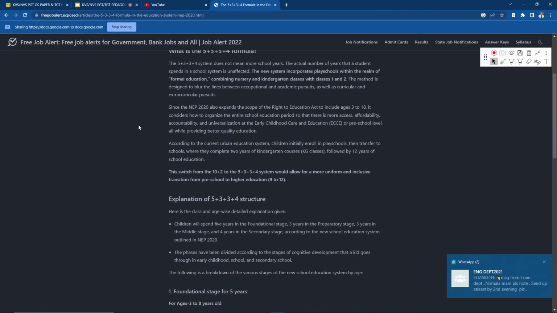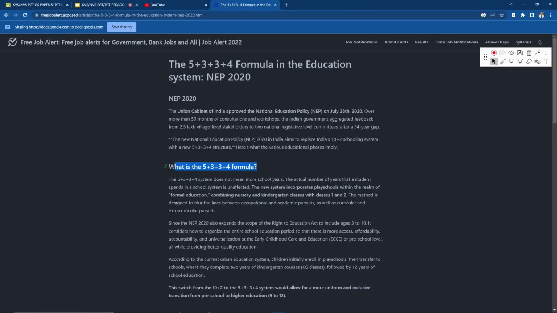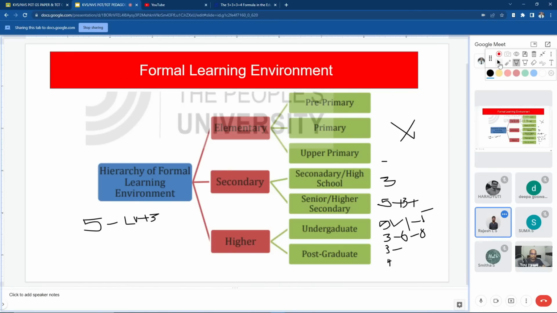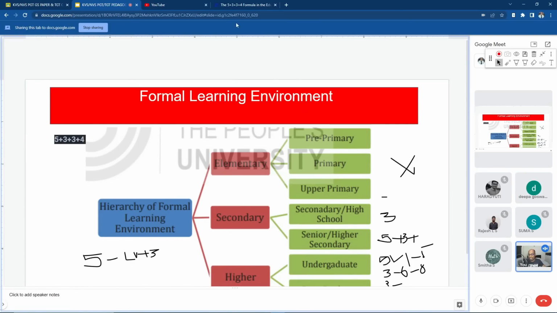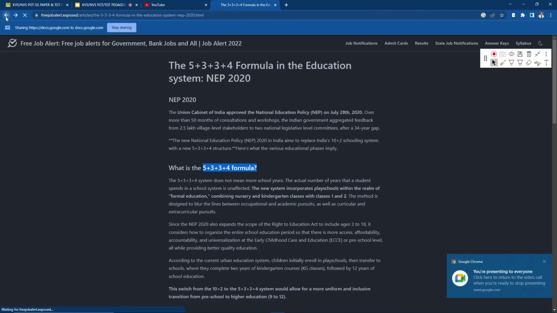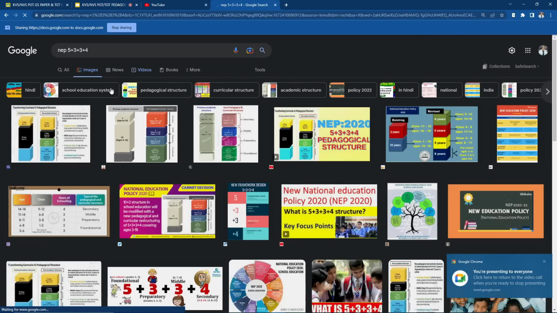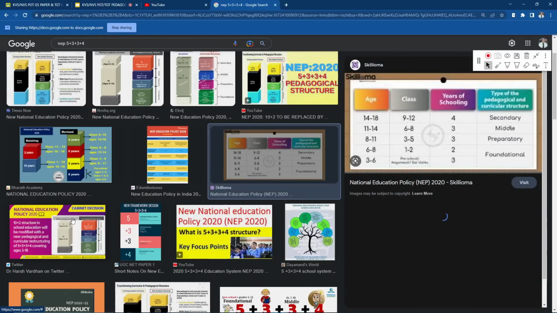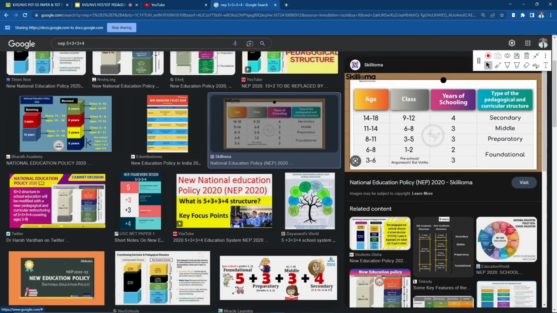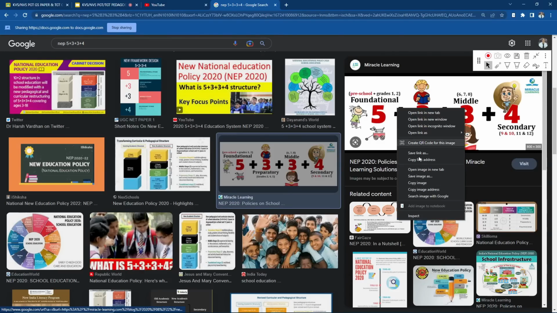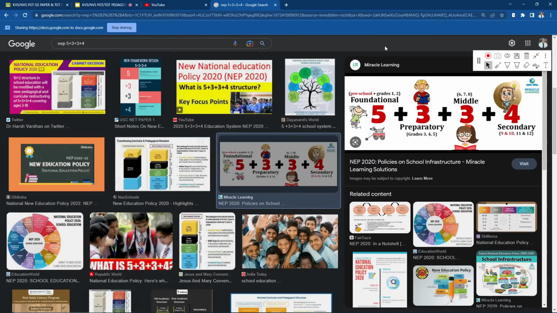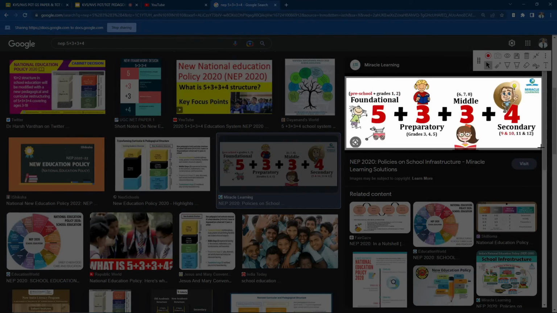So what is this 5 plus 3 plus 3 plus 4 formula? The first 5 is 3 to 5 years. This is the formula, correct? Yes, sir. Now come back. Let me take the image here. The first 5 years is preschool plus grade 1 and grade 2. Let me just copy the image. I will be seeing it, but you will not be seeing it.